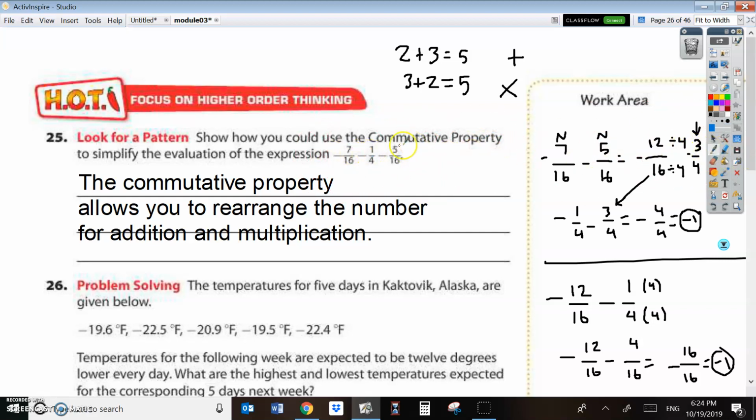This problem doesn't look like an addition problem because you see subtraction, right? But remember, all of the signs are the same. It's negative, negative, negative. So it's going to be same signs, add and keep.